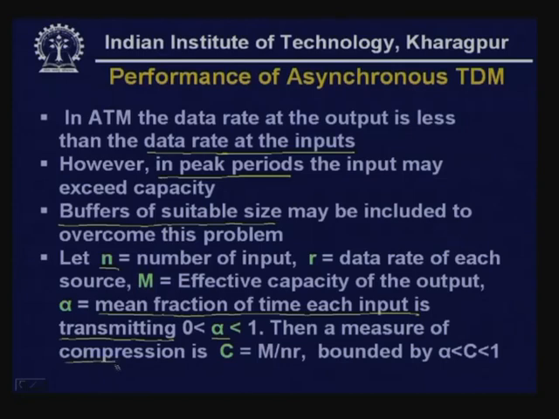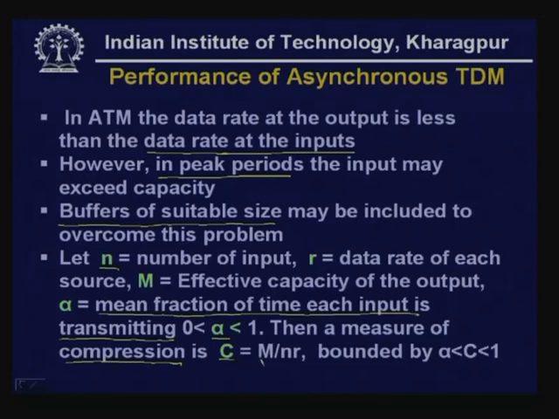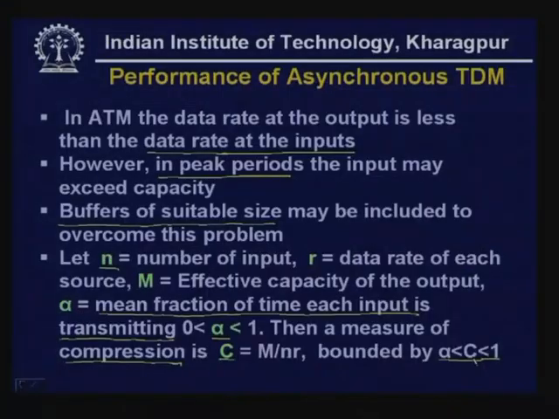Then a measure of the compression, that means the bandwidth of the transmission media compared to the maximum bandwidth that is required, is the value of C. M is the effective capacity of the output, and N into R is the maximum bandwidth, because you have got n sources and R is the data rate of each source. So, this factor is again less than 1 and C lies between alpha and 1. Depending on the statistical behavior of the inputs, the value of alpha and the value of C will depend. That is the reason why it is called statistical time division multiplexing.